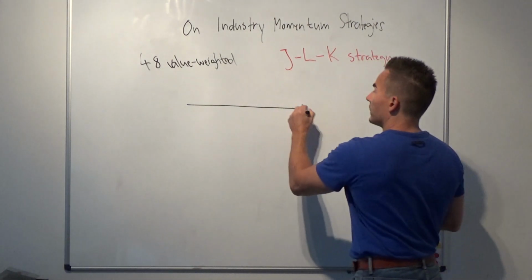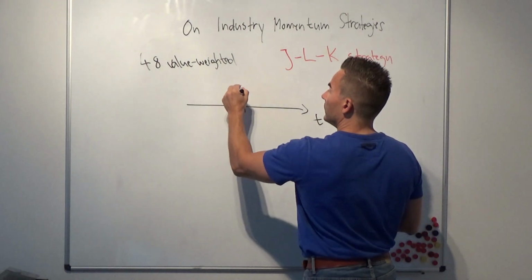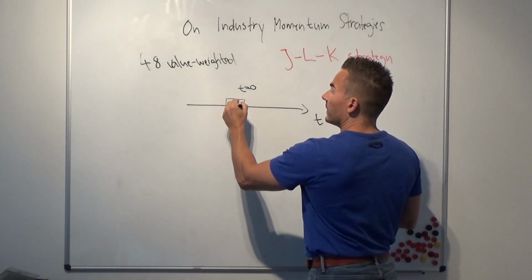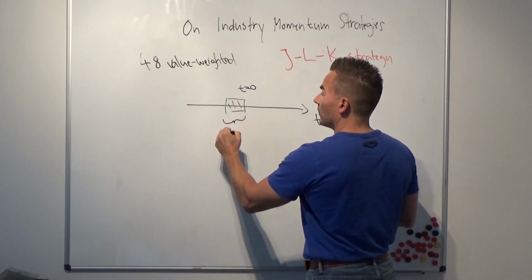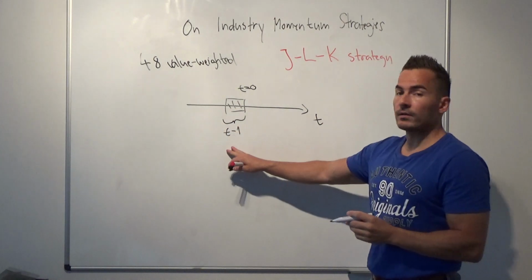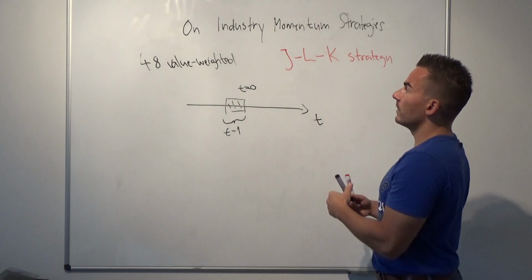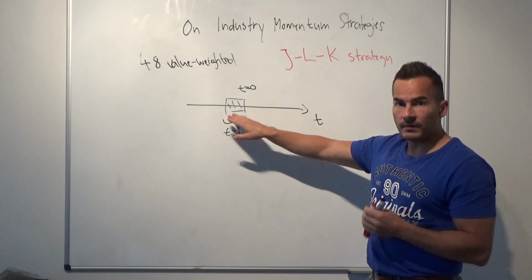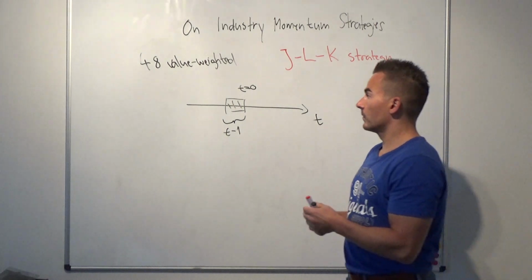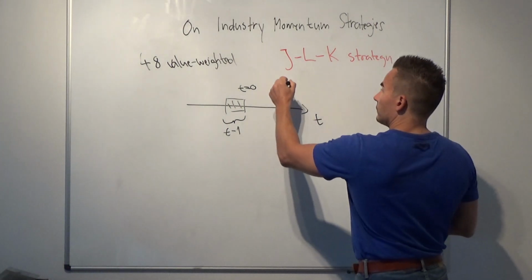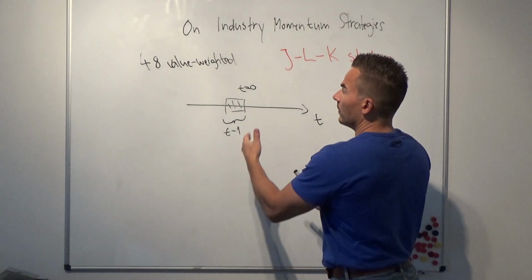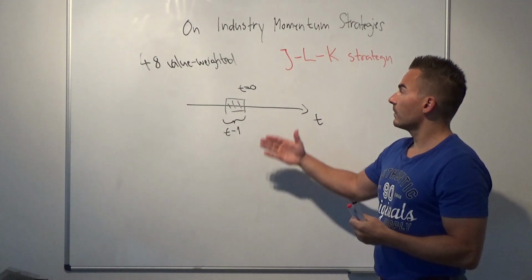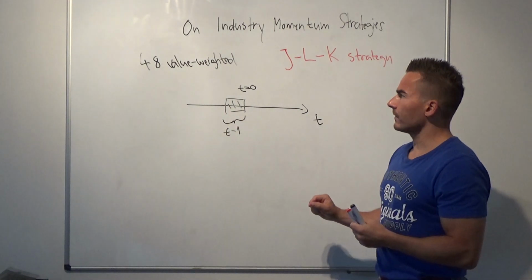If this is our timeline T, and here we are at T0, where our asset allocation takes place, what we do is simply take the return of the previous month, T minus 1. We sort all industrial portfolios from winners to losers based upon the simple return of the last month. Then we buy the industries that have been best performing, and we sell those industries that have the lowest return in the last month.